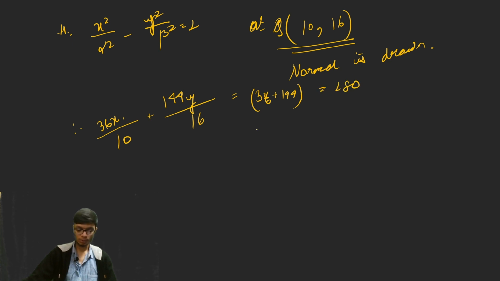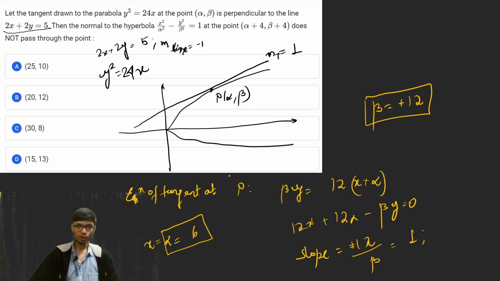If you simplify, which is pretty straightforward, the result will be x by 50 plus y by 20 is equal to 1. So that is the equation of the normal. Now it is asking for which of the following points the normal does not pass. So there is again a hurdle. It is the point which does not pass.